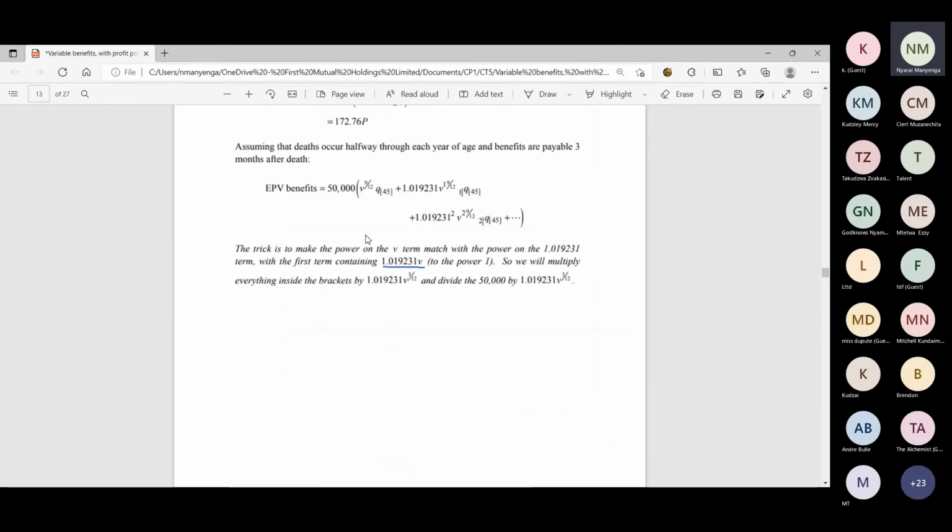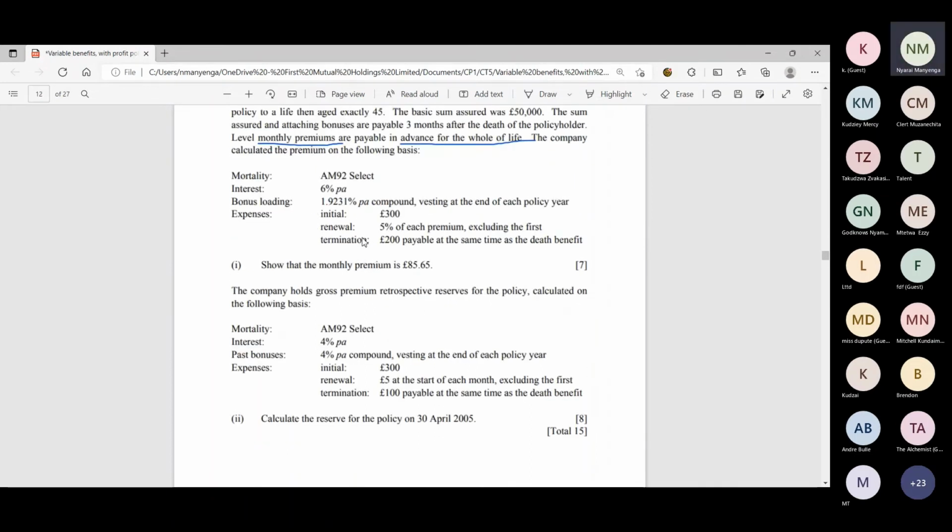Now to your expenses. Here we've been told that our initial expenses are 300, and the renewal expenses are 5% of each premium, excluding the first year. Also, the 200 pounds is payable as termination expenses at the same time as the death benefit. So these termination expenses would only be payable in the event the person dies.